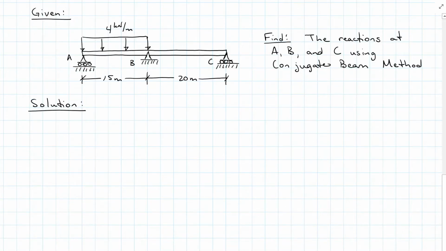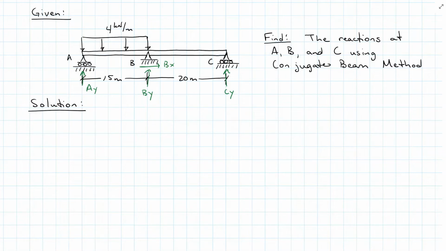Here we have a beam that's supported with a pin at B and then rollers at A and C. I have a distributed load of 4 kilonewtons per meter, and I want to find the reactions at A, B, and C using conjugate beam method. Again, the system is indeterminate because I have one reaction at A, 2 reactions at B, and 1 reaction at C. 4 reactions and 1 beam, so we are again indeterminate by 1 degree. We can't solve this with equilibrium equations to start out with.